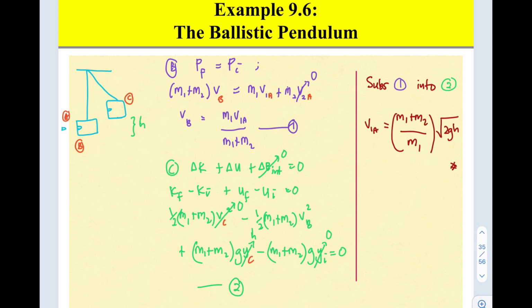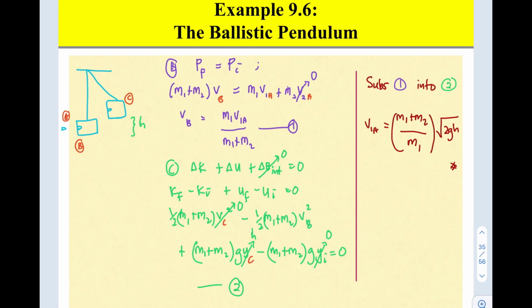Okay, so this is a solution for the case of the ballistic pendulum. If we visualize the situation of the ballistic pendulum, this is situation A, whereby the bullet is in motion going to strike the block. In situation B, the collision has already happened. The bullet embeds itself within the block.